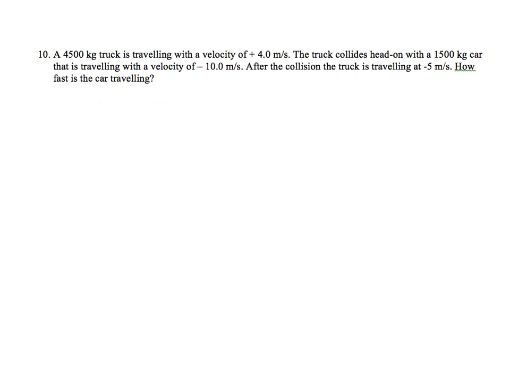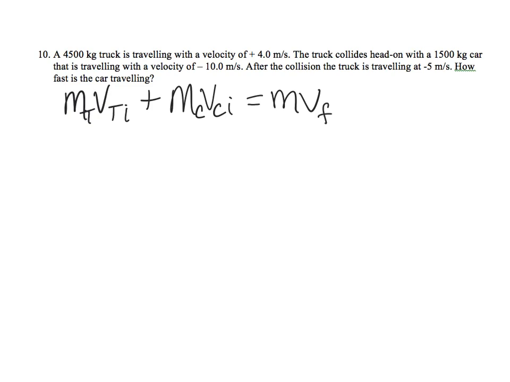Right. So again, we're dealing with another collision problem. So we're going to use our collision formula, which is basically your momentum formula repeated a bunch. So for the truck, we have its mass times its velocity. So this is going to be T for truck, and then its initial velocity. And then we're going to add the initial momentum of the car. So I'm going to put a C for car. And that will equal the final momentum for the truck, and then the final momentum for the car.